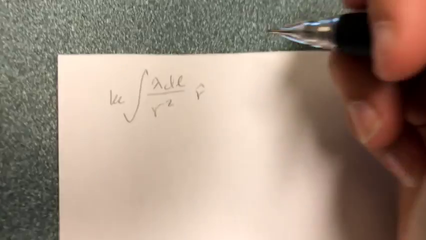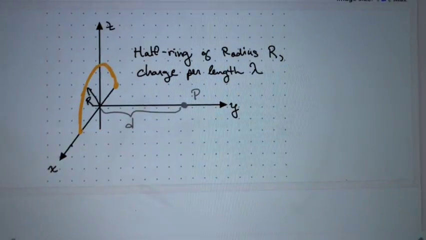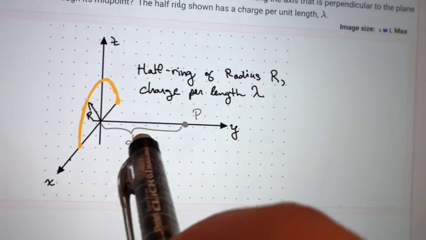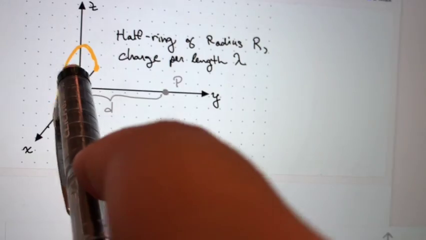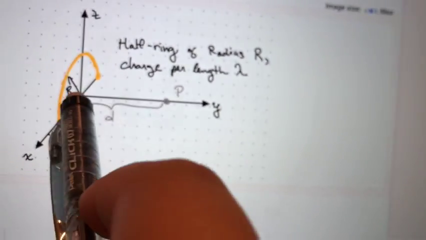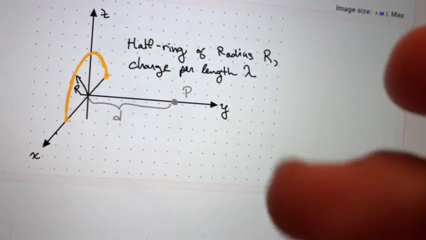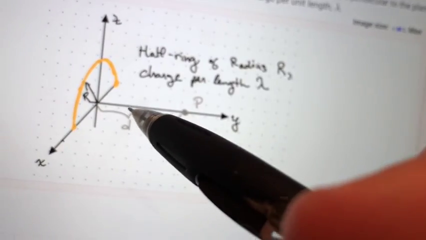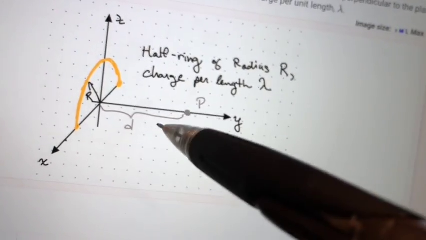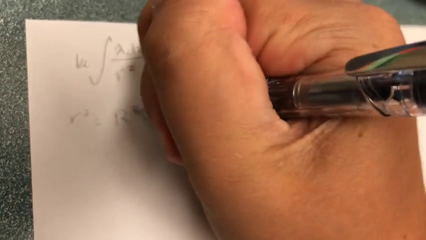So our r squared is like the hypotenuse of this. Our radius is this distance from P to anywhere on there. So that's going to be big R squared plus D squared, because that's just a right triangle. If we connect it here, it's a right triangle that we rotate around, and that gives the distance to that thing at any point. So it's big R squared plus D squared. That's where that came from.